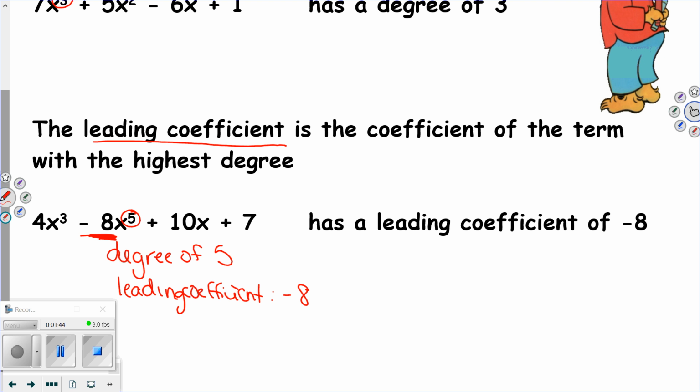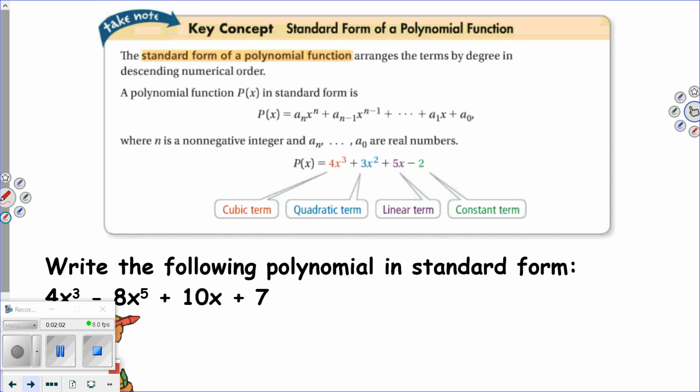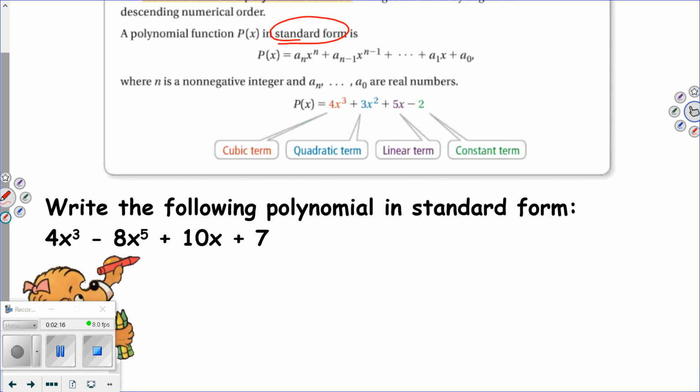So does this order bother anybody? It should, right? What should be listed first? The x to the 5th. Then what should go next? The 4x cubed, and then the 10x, and then the 7, right? Like, we like them to go in order, which is actually what is called standard form. So standard form, all that's saying is it's going in order from the highest exponent down to the smallest exponent, which I think naturally we usually do that anyway.